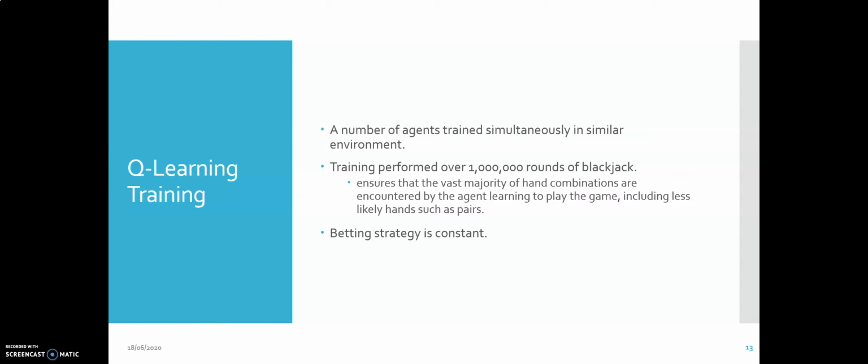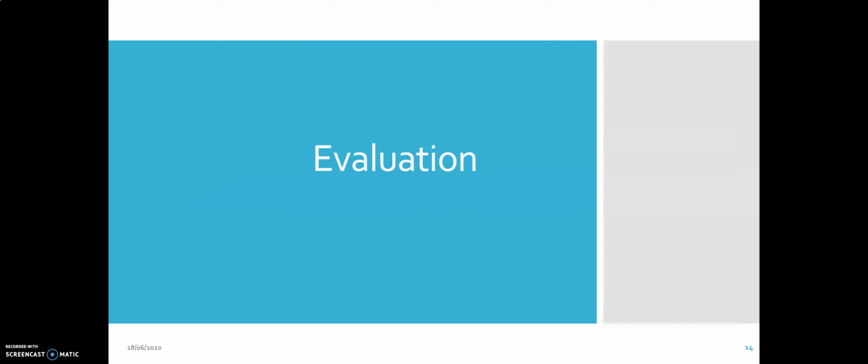Betting strategy is constant. At the start of every round, the agent bets 1 chip. If the player loses, the reward in the Q-Learning value function is taken to be -1. If it draws, it's taken to be 0. If he wins, it is taken to be 1. And finally, if he wins after doubling down, the reward is valued as 2.